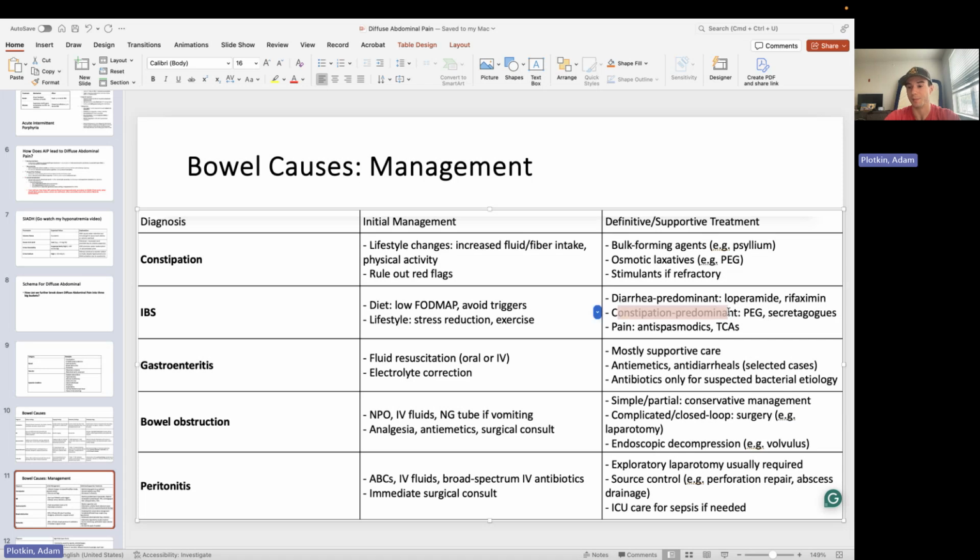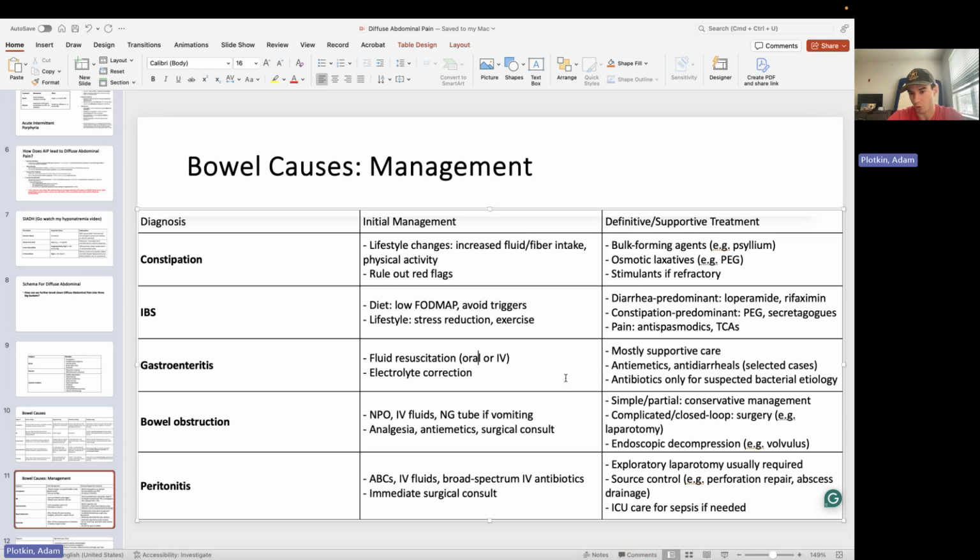If it's constipation predominant, we can use PEG. We can use secretagogues. For pain, we can use antispasmodics and TCAs. TCAs are really some of the go-to pharmacological agents we like to use in things like IBS and fibromyalgia and things like that, where we have abnormalities in the neurogenic axis.